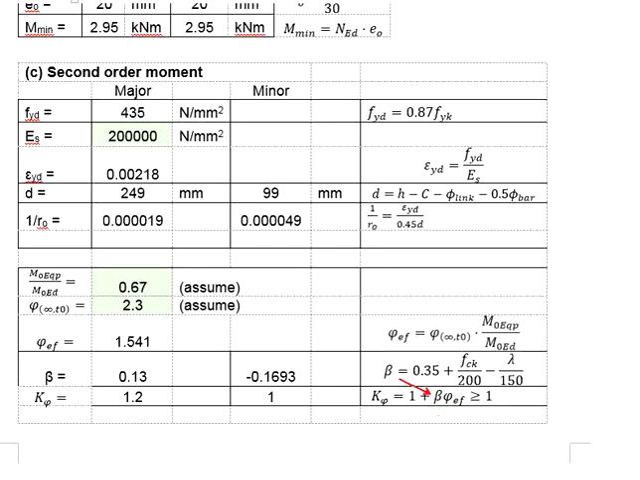Substitute the beta into the equations and also substitute the coefficients of the creep. You get the creep factor for the major axis 1.2 and for the minor axis 1.0. You need to make sure this creep factor is at least 1.0. How do you get this value? 1 plus 0.13 times 1.141, you get 1.2. You will do the same here.